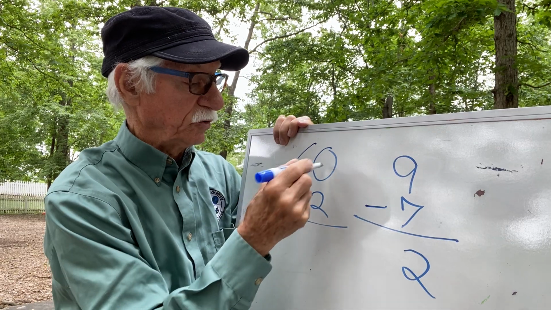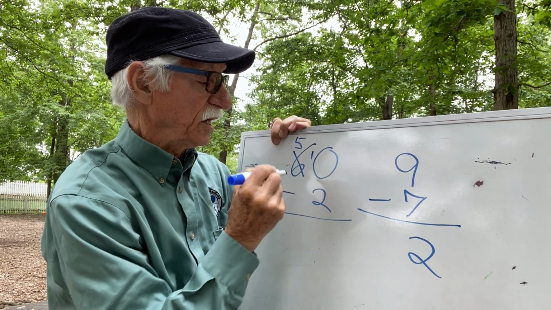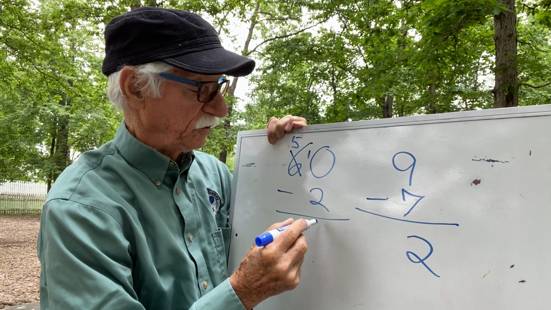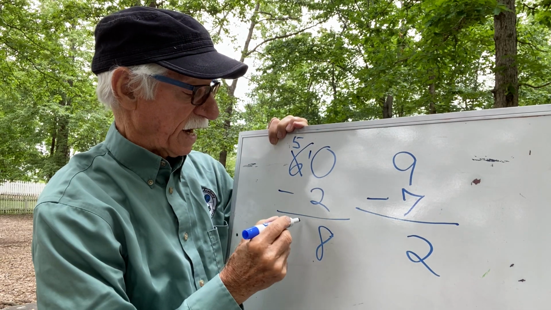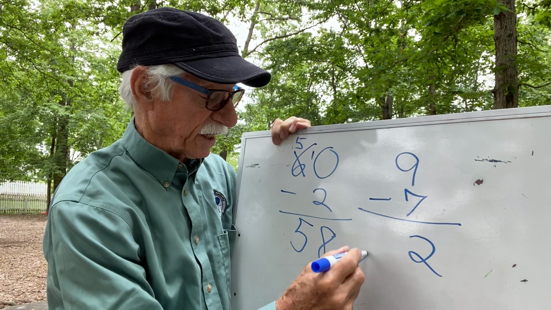So can I take 2 units from 0 units? No. But I can get 10 units here. Now I have 10 units, take away 2 units. I have 8 units and 5 10s. So there are 58 pieces of china left.